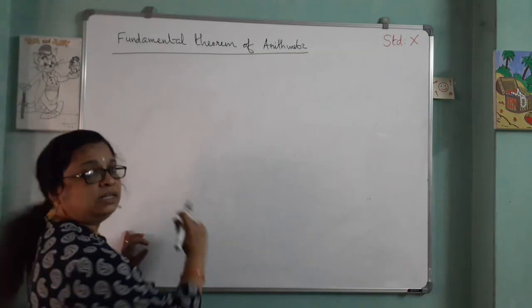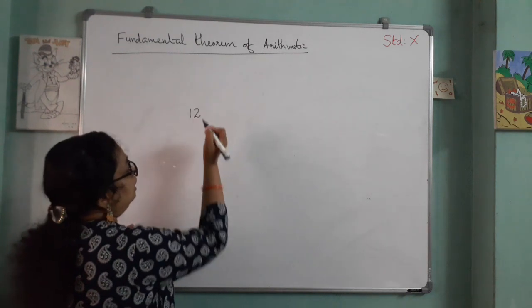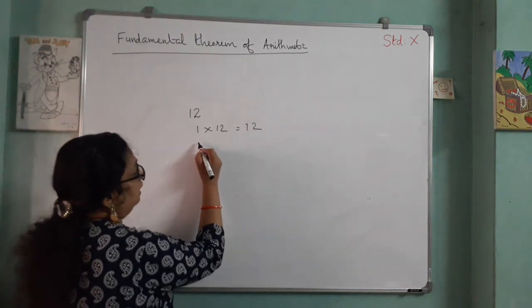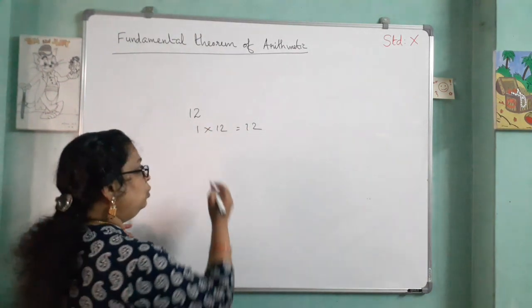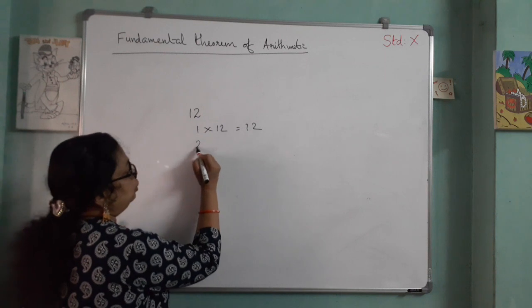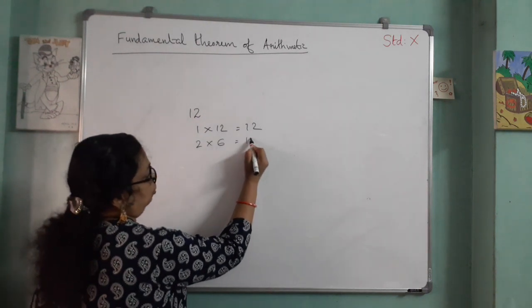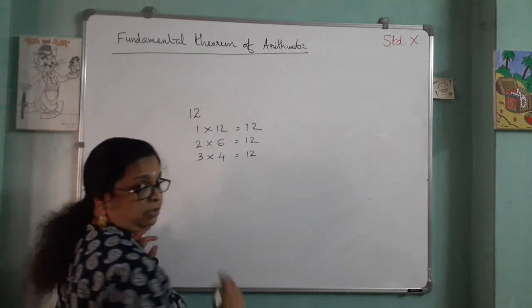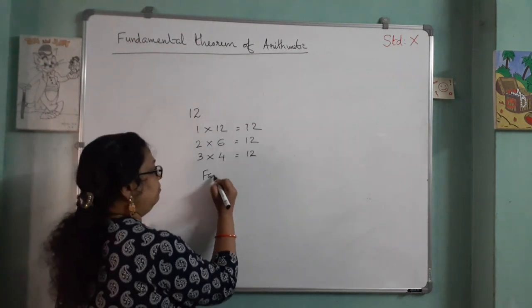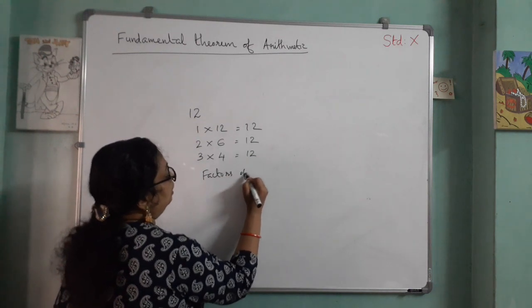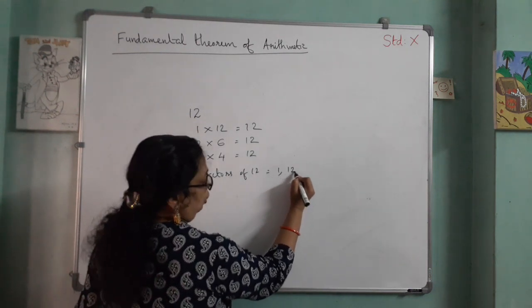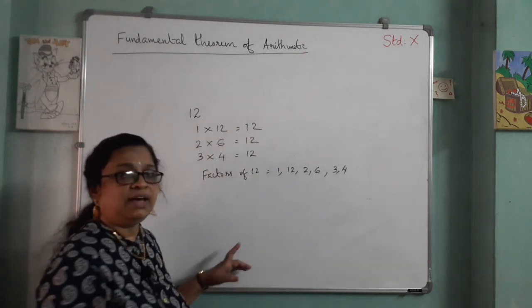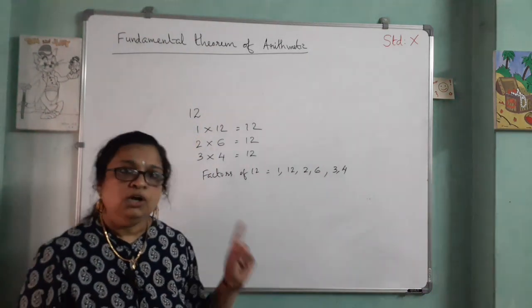Let us take some examples. Listen, 12. We know that 1 into 12 is 12. Then 12 is an even number, so 2 is definitely a factor. 2 into 6 is 12. Then 3 into 4 is 12. Any other number? No. So the factors of 12 are 1, 12, 2, 6, 3, 4. That is, 6 factors are there. So 12 is a composite number.